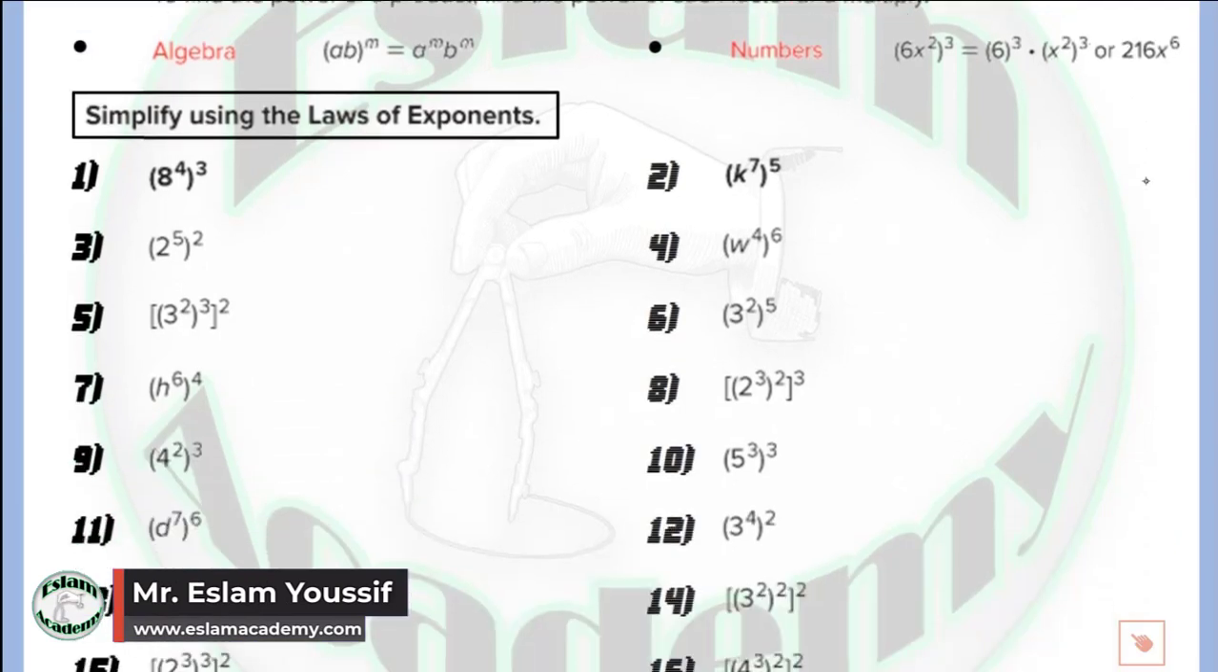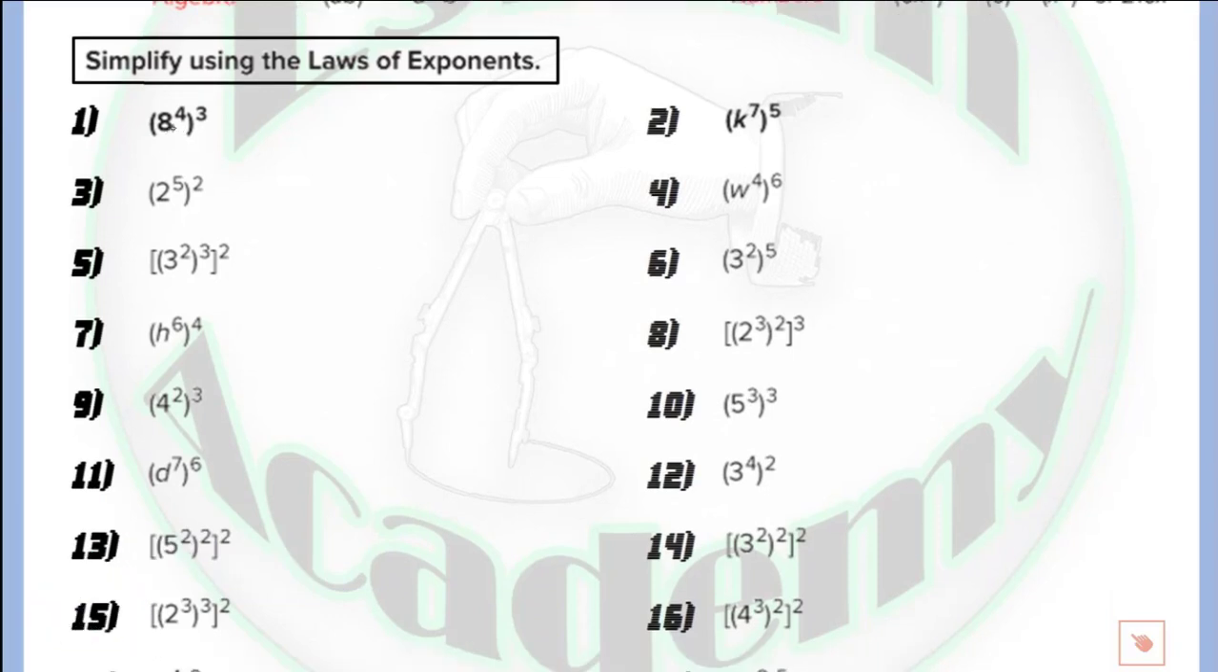If we need to simplify each expression: 8 to the power 4 to the power 3. Since we have the power of a power, we multiply them. So the answer is 8 to the power 12. In question number 2, k to the power 7 to the power 5. We just write k and multiply the powers, it will be k to the power 35. Again in question number 3, 2 to the power 5 to the power 2. Just write the base and multiply the powers, so it will be 2 to the power 10. W to the power 4 to the power 6: we just write w and 4 times 6 equals 24.